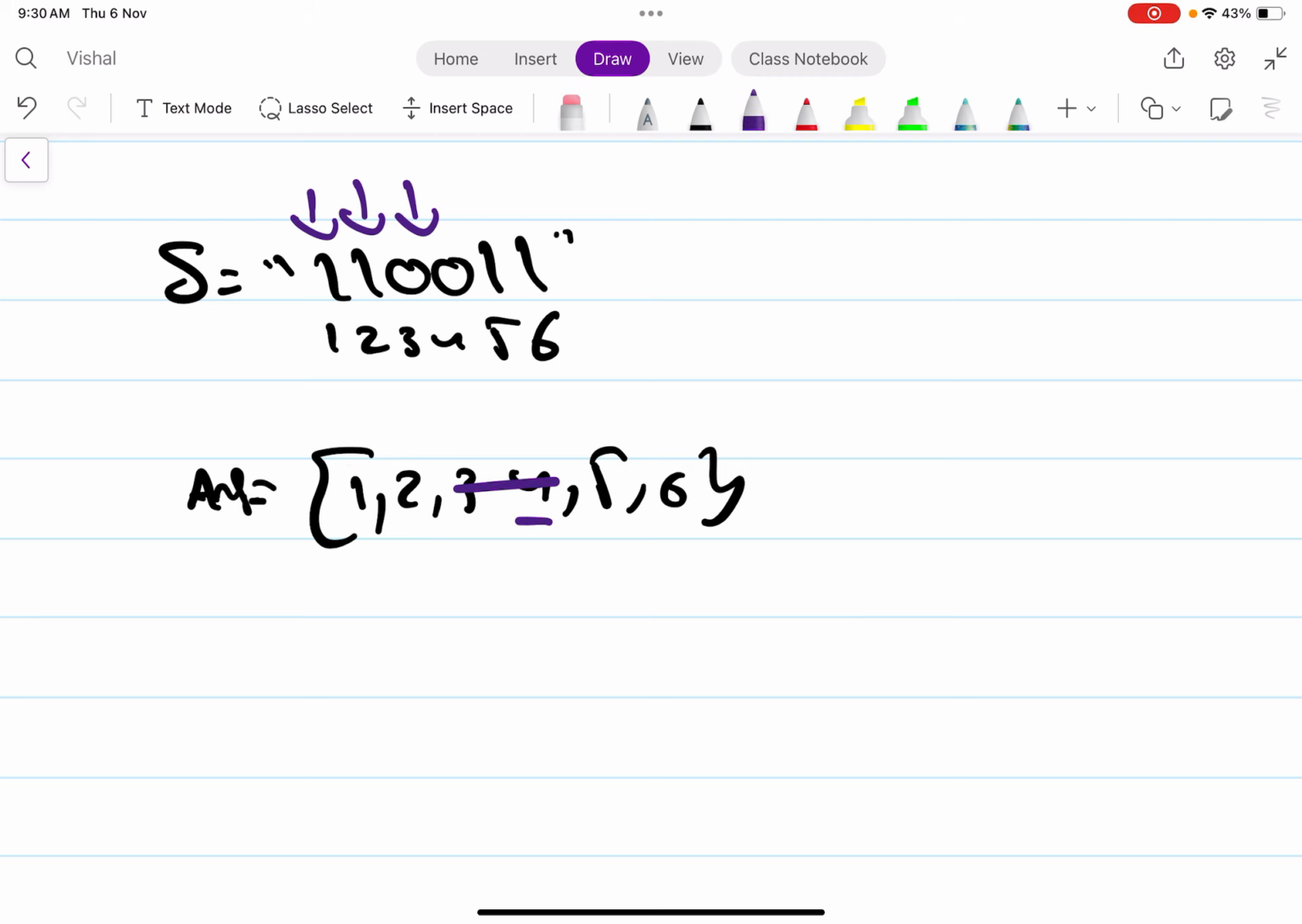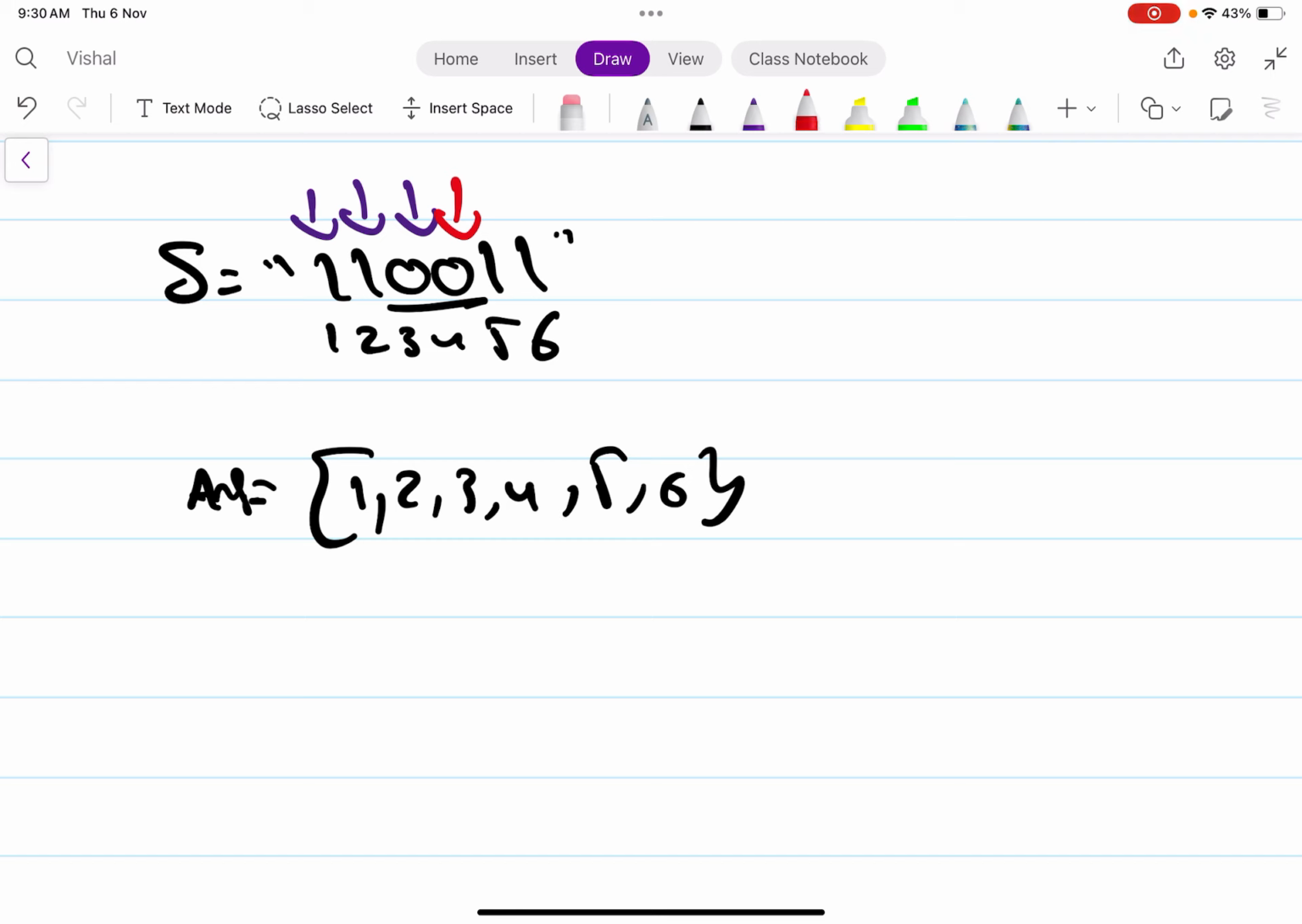But think about it. If I put 4 here, what will happen? The next character is also 0 here. Is that right? That means for a subarray of size 4, we will get 4 as the answer. Yes. So it makes sense to pick a number which will handle all the zeros at once. Yes, all the zeros at once.